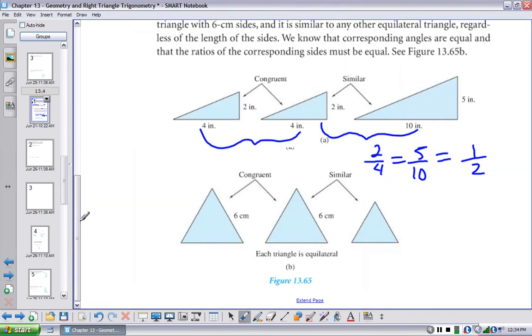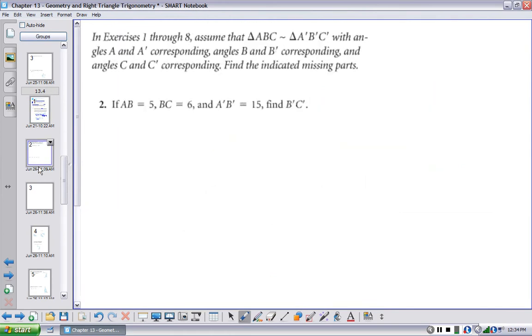Okay, so here in example B, it says each triangle is equilateral. That means that here, equilateral, they have the same size, so it's congruent. Here, this is a similar triangle. You can noticeably tell that it's smaller than this one. Okay, so similar and congruent.